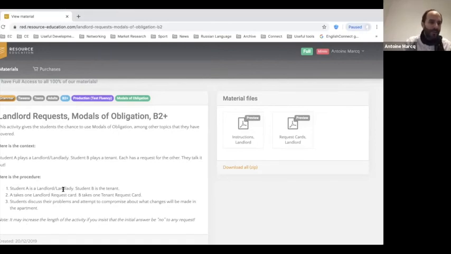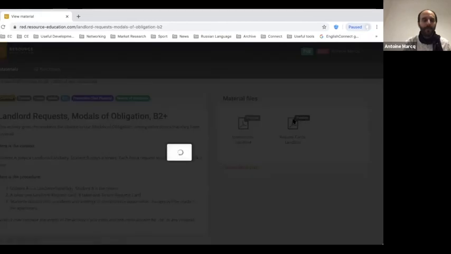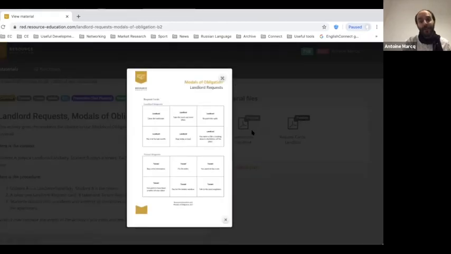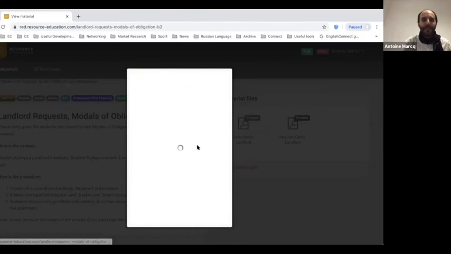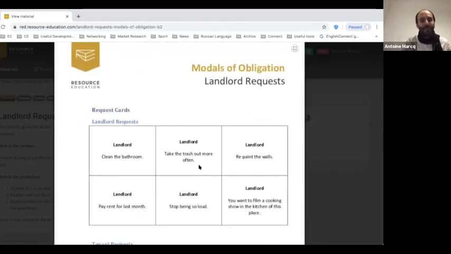So you see, student A is landlord, landlady. Student B is the tenant. A takes 1 landlord request card. B takes 1 tenant request card. Students discuss their problems and attempt to compromise about what changes will be made in the apartment. Let's have a look at the cards. Landlord requests: clean the bathroom, take the trash out more often, repaint the walls, stop being so loud, pay rent for last month. You want to film a cooking show in the kitchen of this place.